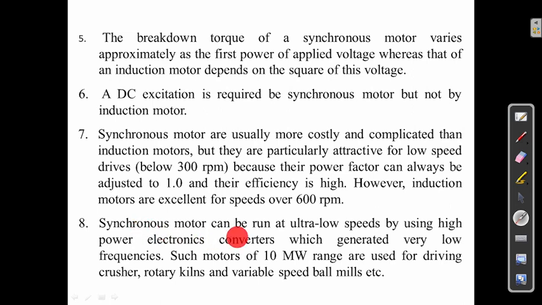Then the synchronous motor can be run at ultra low speeds by using high power electronics, which generate a very low frequency. Such motors of 10 megawatt range are used for driving crushers, rotary kilns, variable speed ball mills, etc.